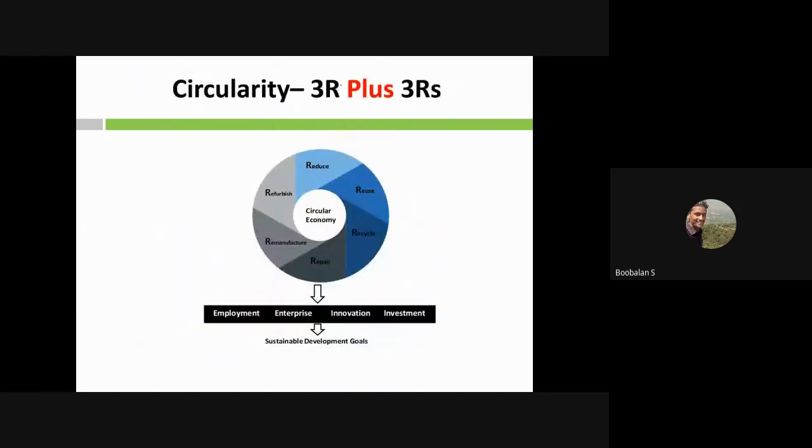So in olden days, 3R was there, but nowadays 3 more Rs are coming, right? So that's why it's now called 3R plus 3R. If you look at the products last time, this much was there: the reduce, reuse and recycle symbol. That symbol is what would have been there. But after the circular economy, right, we'll have 3 more Rs.